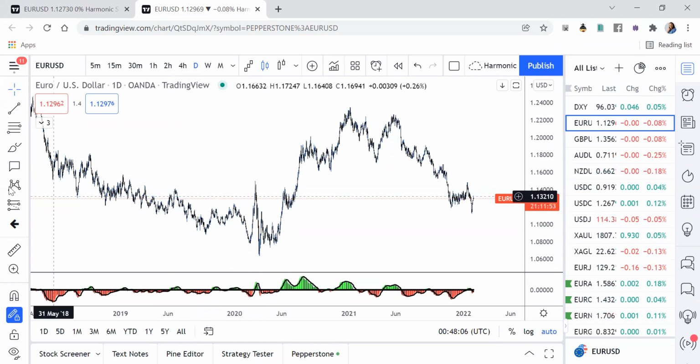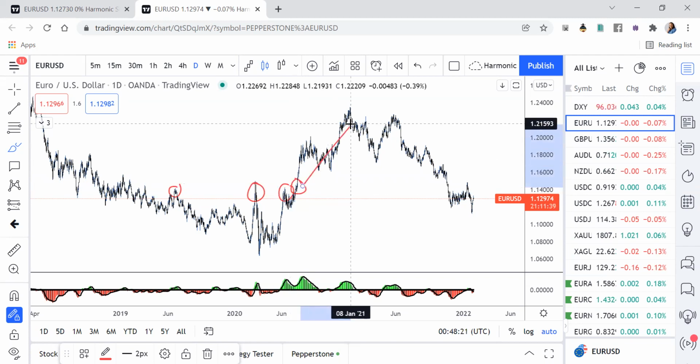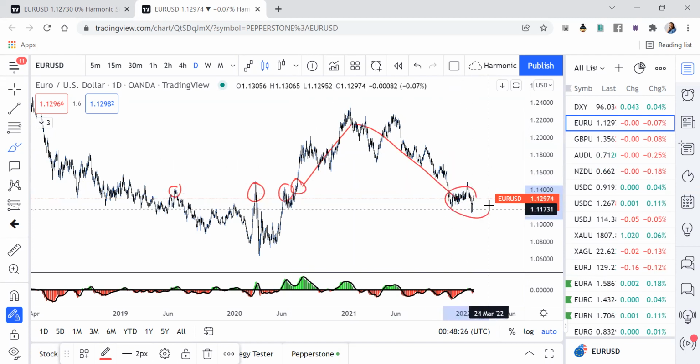You see this area? Let me mark this out. Structure. And then here, break of structure. And then here, retest. So you know what's gonna happen now? Continuation to the upside. You guys see that?